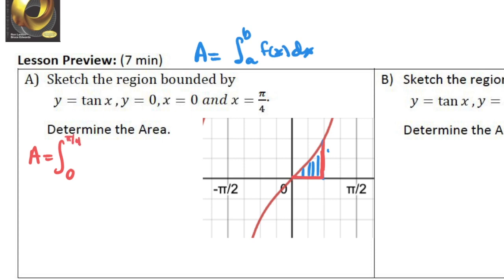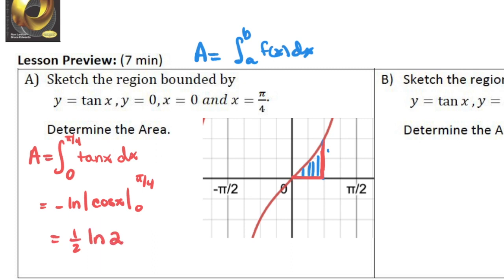Those are x values. Tangent x, everything's great, and we're going to cut on the x-axis. Now, you've integrated this one often enough to know that you should end up with negative natural log absolute value of cosine of x between 0 and pi over 4, which leaves us with 1/2 natural log of 2.